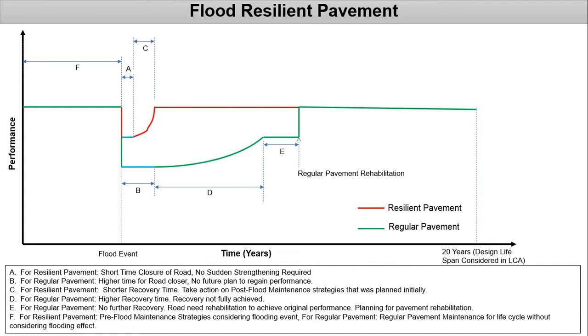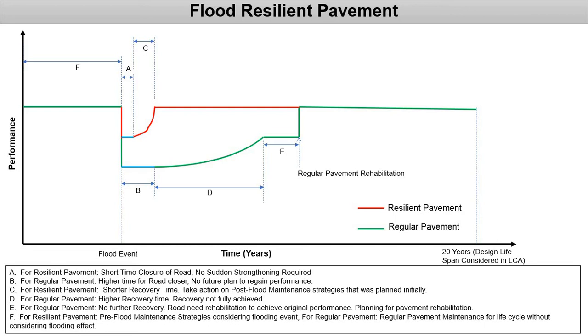So what makes a resilient pavement recover so fast? Why time span C is so much smaller than time span D is really important to know here. Because we made certain decisions about post-flood maintenance strategies for this resilient pavement in the past, we already have a good amount of resources available. We have prepared good resources for the treatment, we have already planned the treatment, and we have found a suitable material for it, so we can get the fastest recovery compared to the regular pavement.